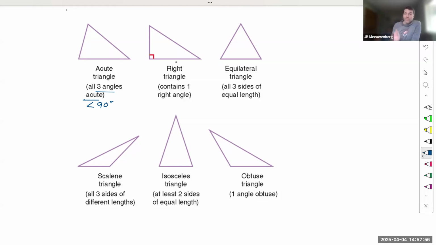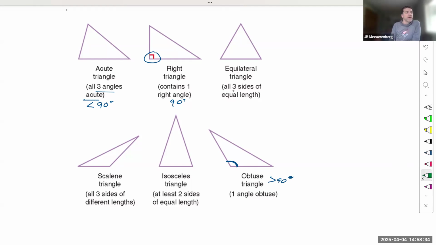We also had right angles. We can have a right triangle. So a right triangle is 90 degrees in one of its angles. So as long as it has one right angle, and it can only have one right angle, then it is called a right triangle. I'm going to jump down here. When we were learning about angles, if an angle was more than 90 degrees, then it was called obtuse. And you can see this triangle has one angle that's obtuse. So if that's the case in a triangle, then the triangle is called an obtuse triangle.